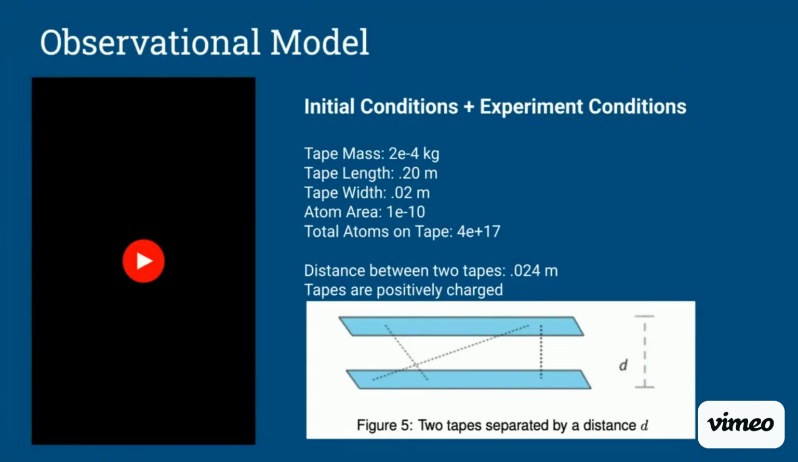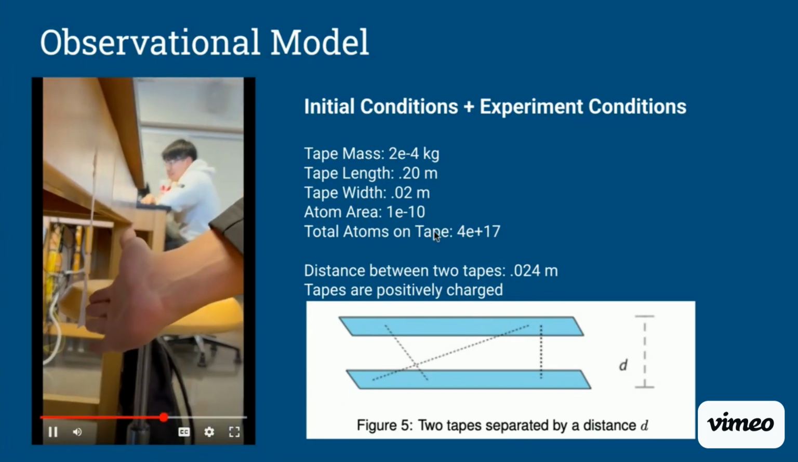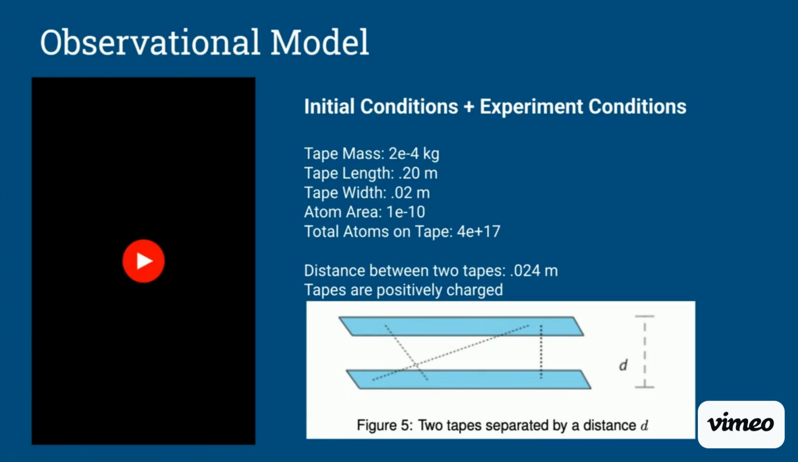So for the actual experiment, we first tested how a charge tape would react to a human hand and a pen, and this video shows the interaction with the human hand. We can see that it tracks to the hand, and after doing more tests with the tape, it is clear that the tape is positively charged.